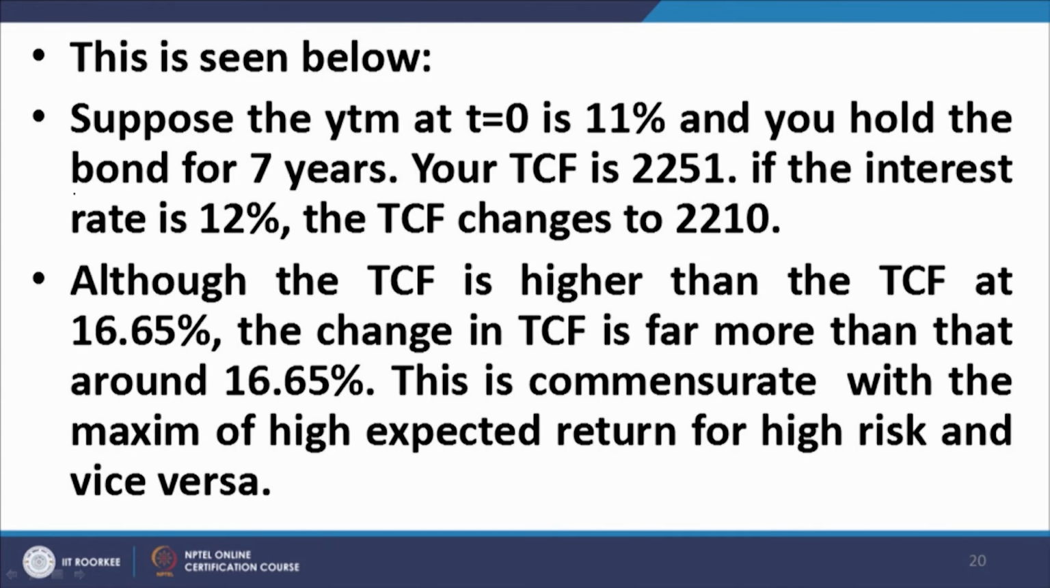This is seen below. Suppose the YTM at t equal to 0 is 11% and you hold the bond for 7 years, your TCF turns out to be 2251. If the interest rate changes to 12%, the TCF changes to 2210. Although the TCF is higher than the TCF at 16.65%, the variability of TCF corresponding to a 1% change in interest rate is 41, compared to only 1 for a change from 16 to 17%. The change in TCF is far more than around 16.65%. This is commensurate with the principle of higher expected return for higher risk, lower expected return for lower risk.